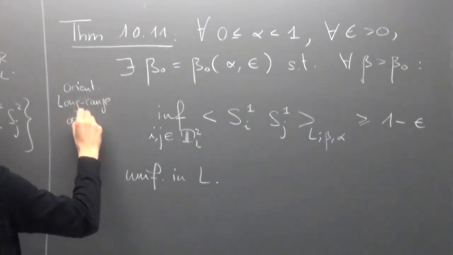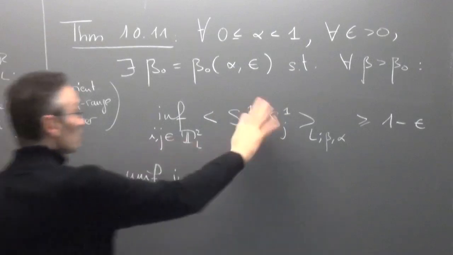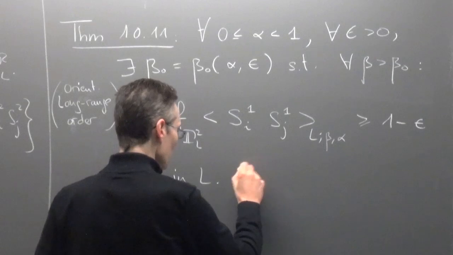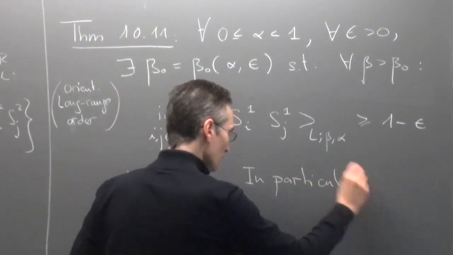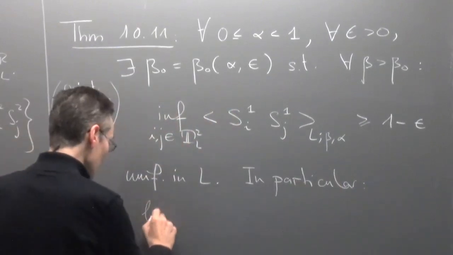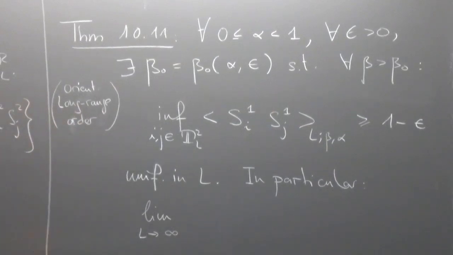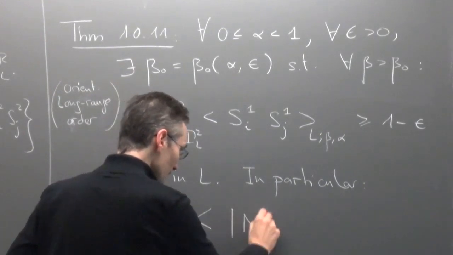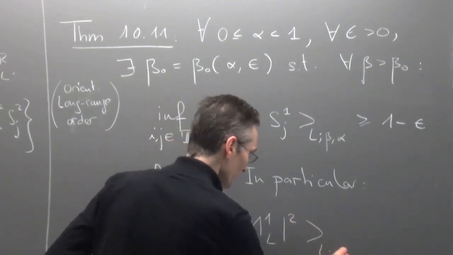Lagrange order. Okay. This can be rewritten slightly differently. I mean, there is an immediate consequence. Let me write it like that. So in particular, you have that the limit as L goes to infinity, so I'm taking the thermodynamic limit, letting my torus become infinitely large, and I compute the expected value of, say, m1 L square beta alpha.